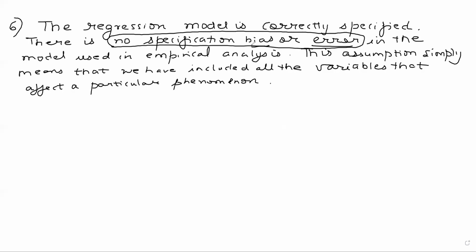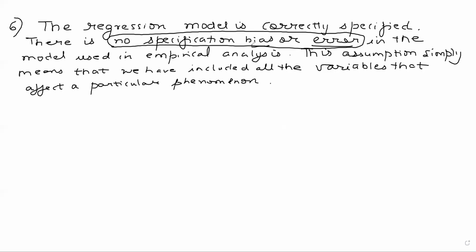So guys, these were the 6 assumptions of classical linear regression model. First assumption, regression model is linear in parameters. It may or may not be linear in the variables. Second assumption, the xi's and the ui's are uncorrelated. Third assumption, expected value of u is equal to 0 conditional on a given value of xi. Fourth assumption, ui's have homoscedastic variance. Fifth assumption, that there is no autocorrelation between ui and uj.